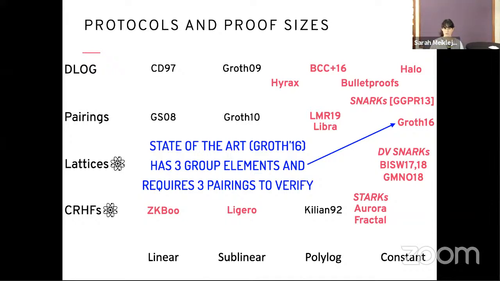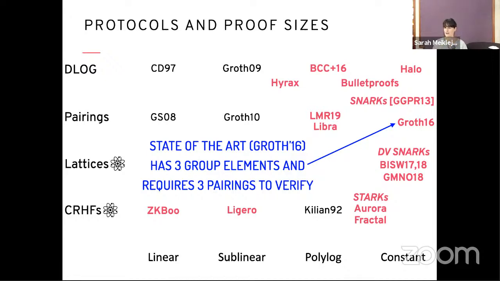A few years after Jens's original result, we saw SNARKs that are actually constant size. And these days, the state of the art, which is again due to Jens Groth, has 3 group elements and requires 3 pairings to verify. And again, this is the size of the proof, no matter what the size of the witness is. The witness can be arbitrarily large. The proof is always going to be 3 group elements. And if I'm being honest, this is nearly optimal. So I don't think we should expect to get things down too much further than this.